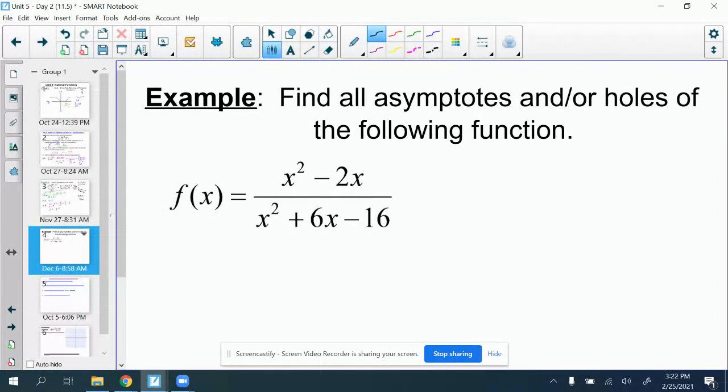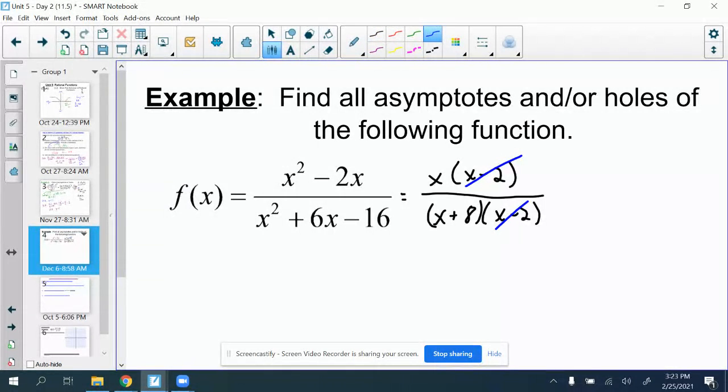Okay, moving on. Find all the asymptotes and or holes of the following. So first I want to factor again. I've got a GCF on the top, and I can do AC and M on the bottom. Does anything factor out? Darn tootin'.